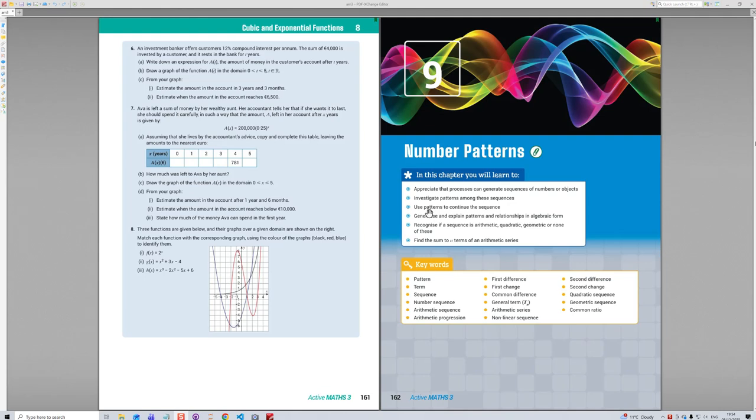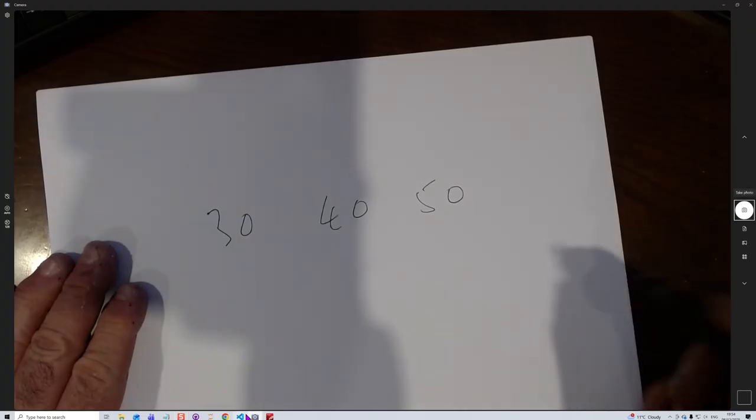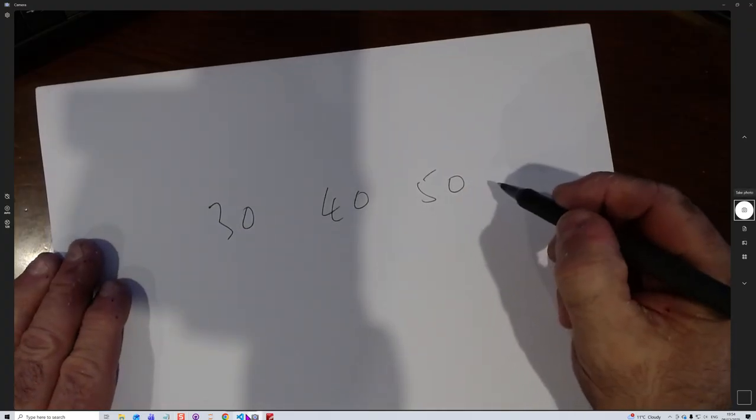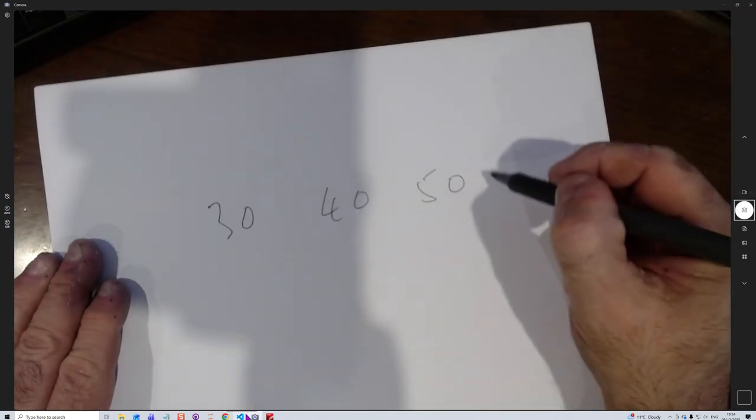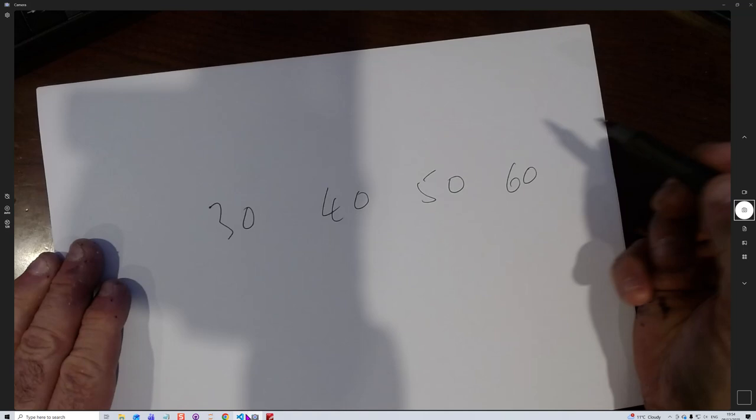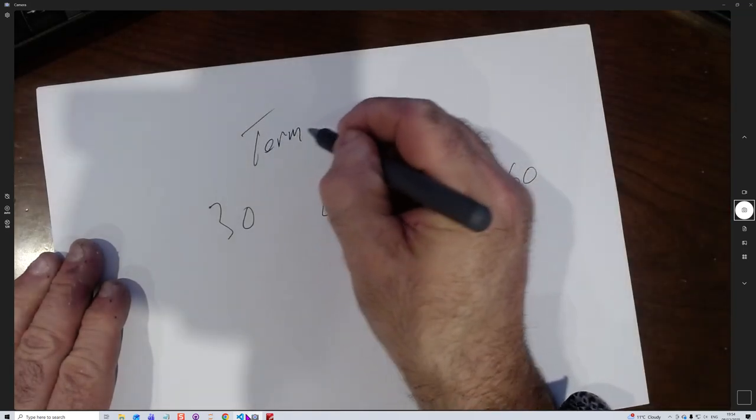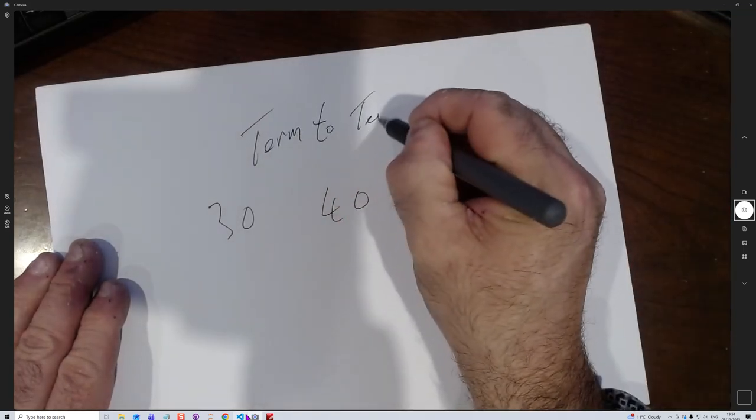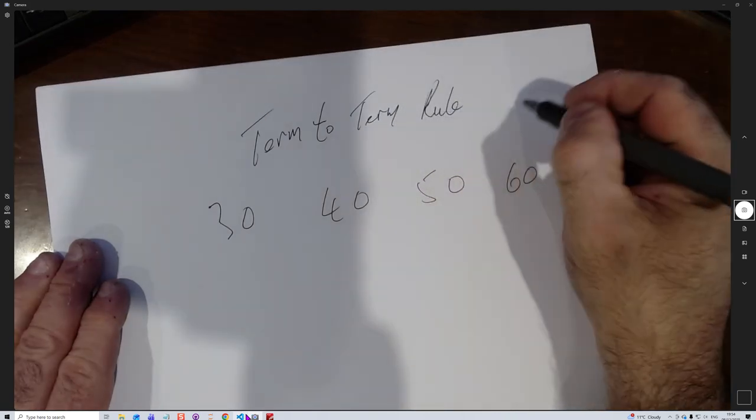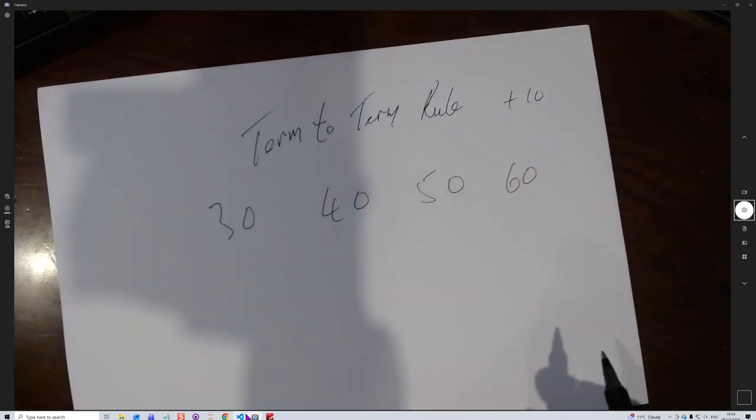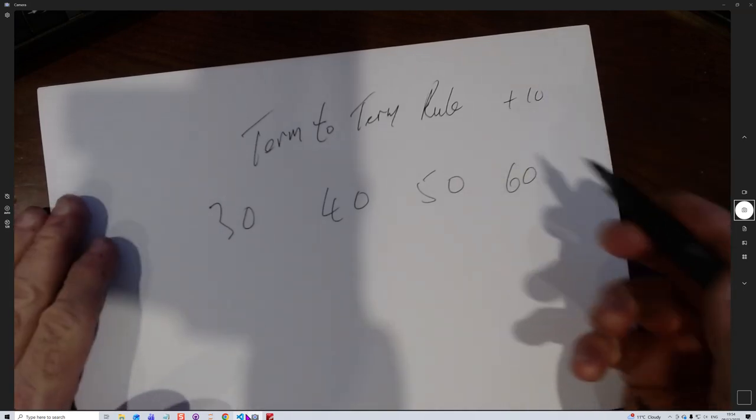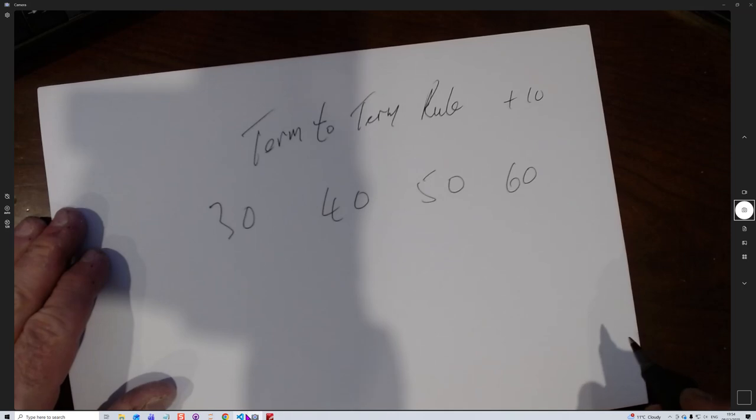If we have a pattern, 30 goes to 40 goes to 50, so it's called recursive. It's called recursion or recursive if wherever we are we can get the next term. So the term to term rule here is plus 10. And if you're going backwards, it'll be minus 10. But the term to term rule is add 10.